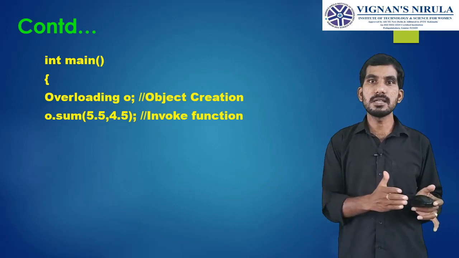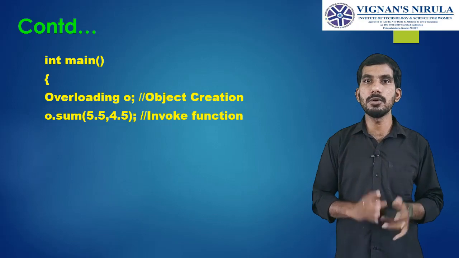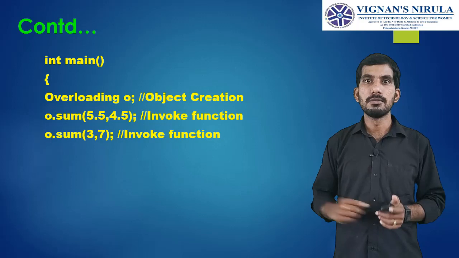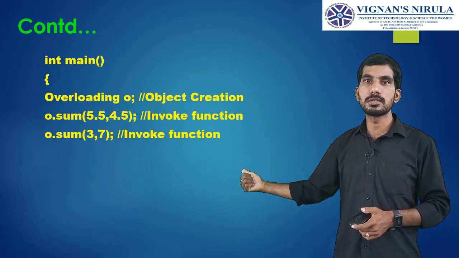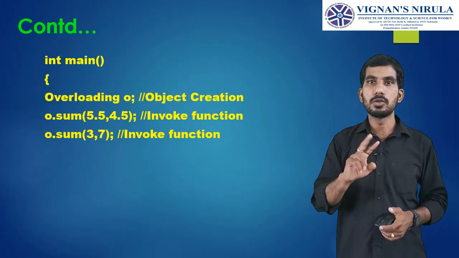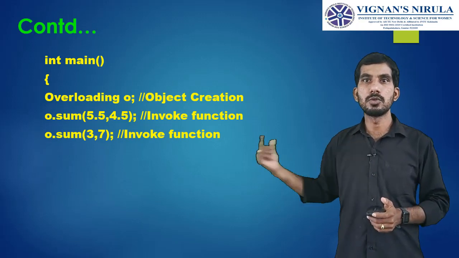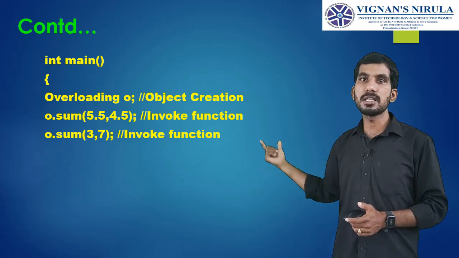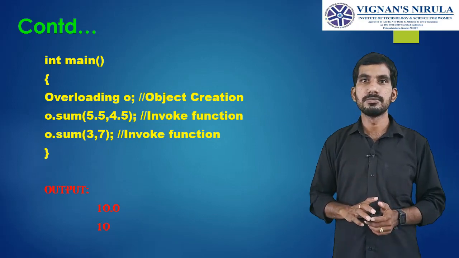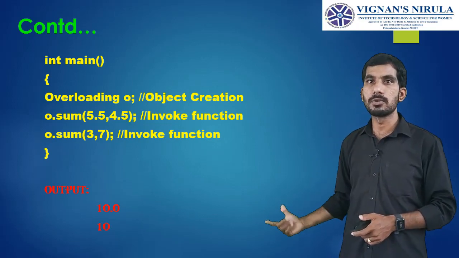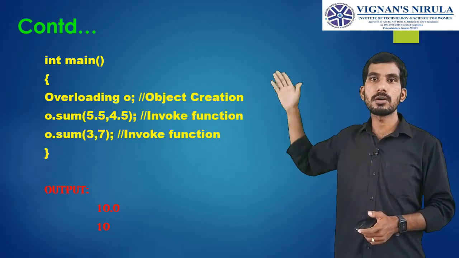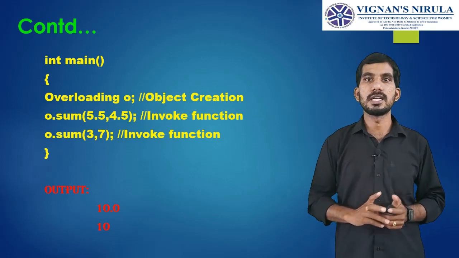And then for the next sum function, I want to pass two different integer values. For that, I am using object name dot function name, and within this function I am passing two different integer values. Based upon the passed parameter values, the program returns the output. So this is the final result of this program. This is the simple example for method overloading by passing different data types.